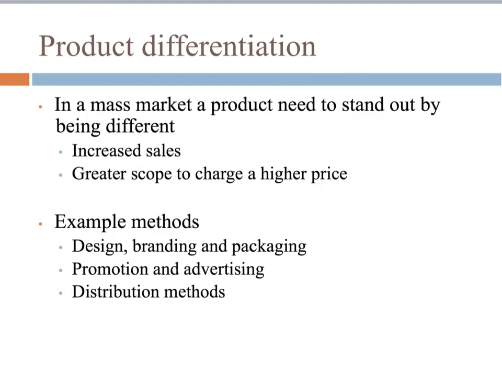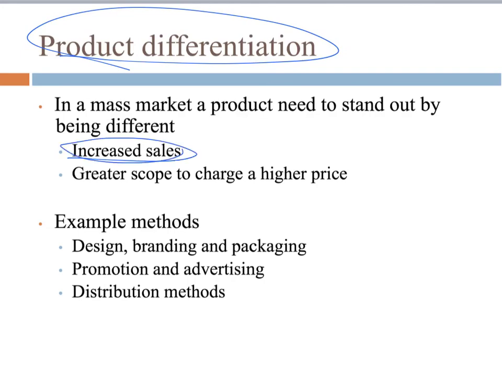And finally, something else we said we need to look at, product differentiation. In order to compete in a mass market, a business must make sure that its product is different from a competitor's products. If consumers value this difference, then there will be a benefit in two ways. Basically, you'll sell more, and you might also be able to charge more for what you do sell, purely because your product is different.